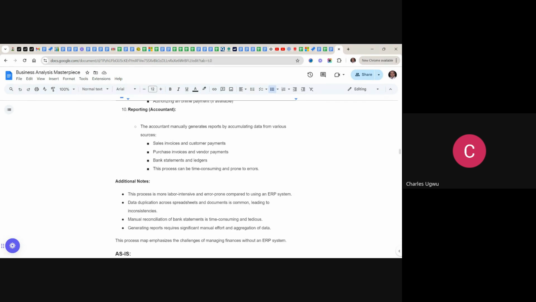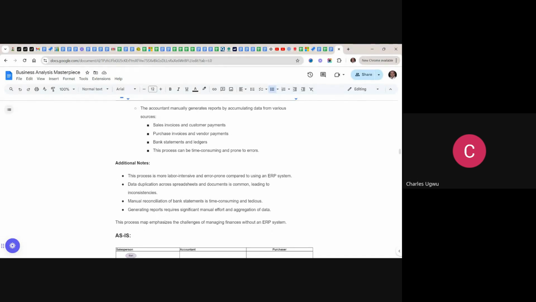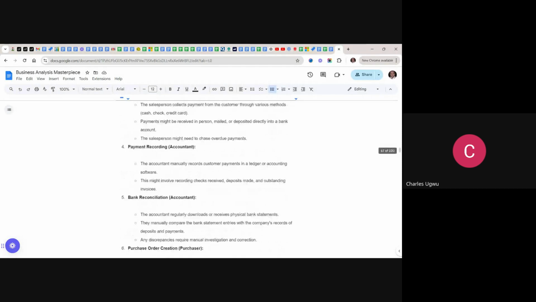In this process, we'll have data duplication across spreadsheets and documents, which is common, leading to inconsistency. Manual reconciliation of bank statements is time consuming and tedious. Generating reports requires manual effort and aggregation of data. It is prone to a lot of errors. So you see the way we have documented this process.